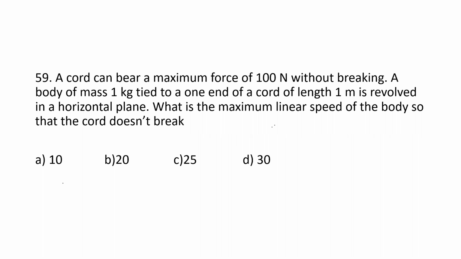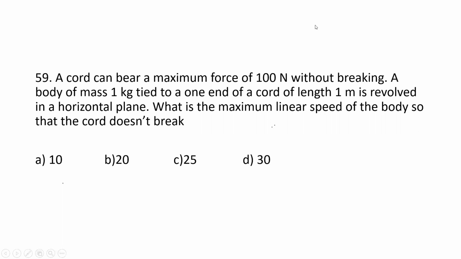Next, a cord can bear a maximum force of 100 Newton without breaking. Means the force acting on the cord is given, and a body of mass 1 kg is tied to one end of the cord of length 1 meter, which is revolved in a horizontal plane. What is the maximum linear speed of the body so that the cord does not break? We need to calculate the maximum speed.